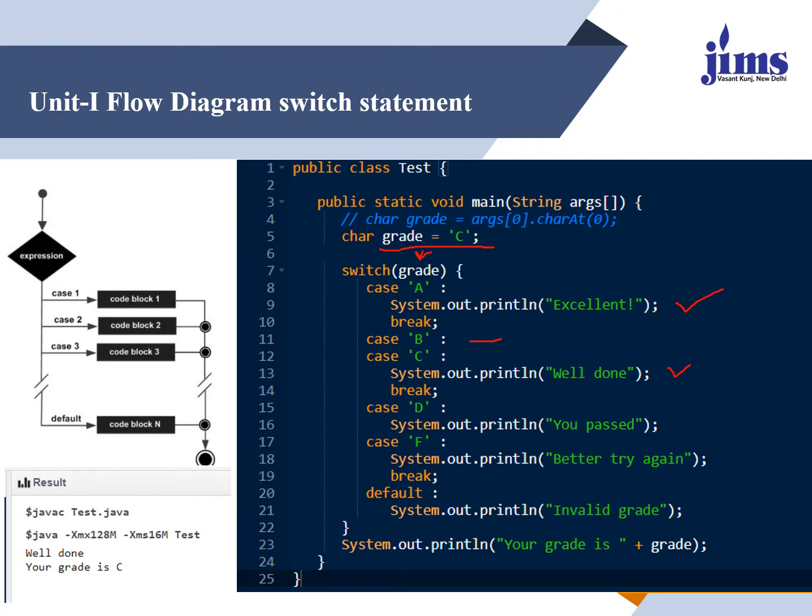If it is D, it will say you passed. In case of F, better try again. And if any of the grades mentioned over here is not lying within these grades, it will go to default and say it is an invalid grade. So we are starting switch from here. This is the switch start block and this is the end block. And then System.out.println, I am printing whatever grade it is having and closing the main function and the class.